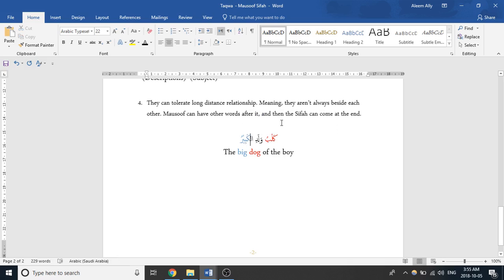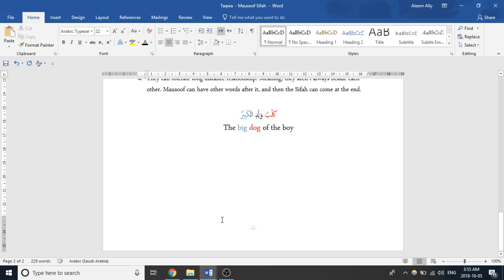So we would translate this as the big dog of the boy, and not another way, like some people could mistranslate it if they attach kabir to here. It would be the dog of the big boy, which would be incorrect. We know that the sifa is going back to this point here, which is the word that it's describing. And that's Mawsuf Sifa. We're going to do a lot of practice with Mawsuf Sifa just to get it down, because it can mess with your head. But if you know your four properties well, you'll be able to make the connections, inshallah ta'ala.